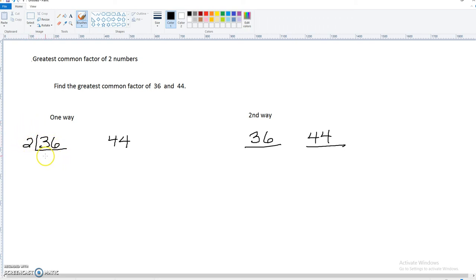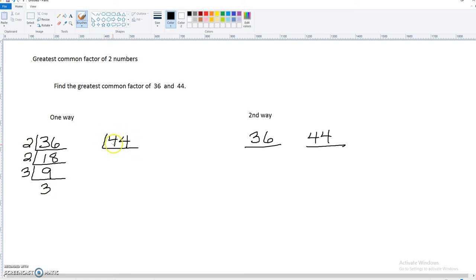2 divided into 36 is 18. 2 into 18 is 9. And then 3 can go into 9, and we've got 3 left over. So all of our numbers on the outside are prime numbers. Can't go any further down. Now we're going to break this one down.